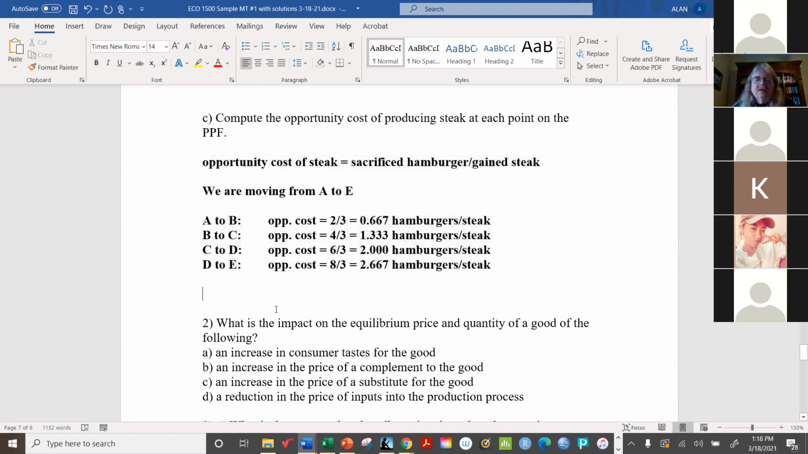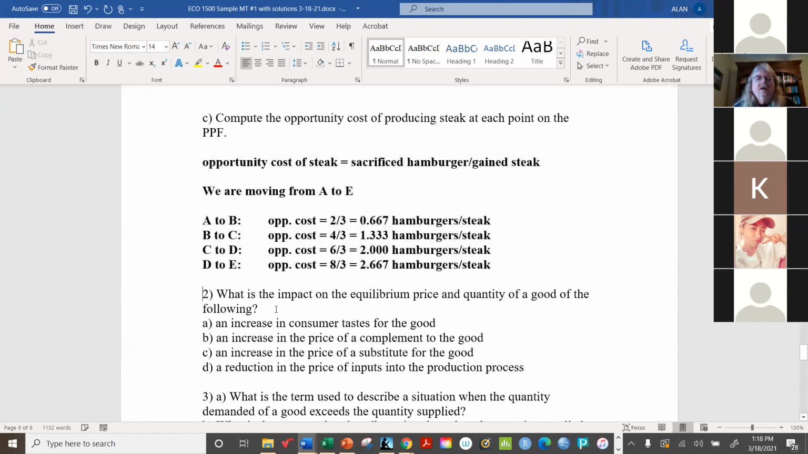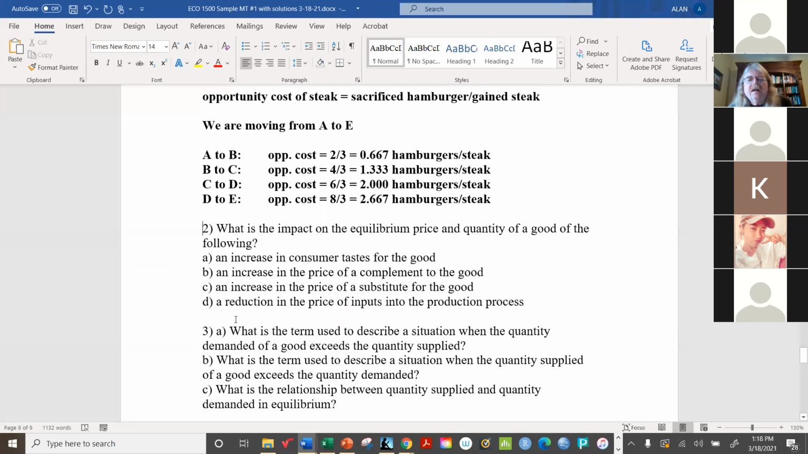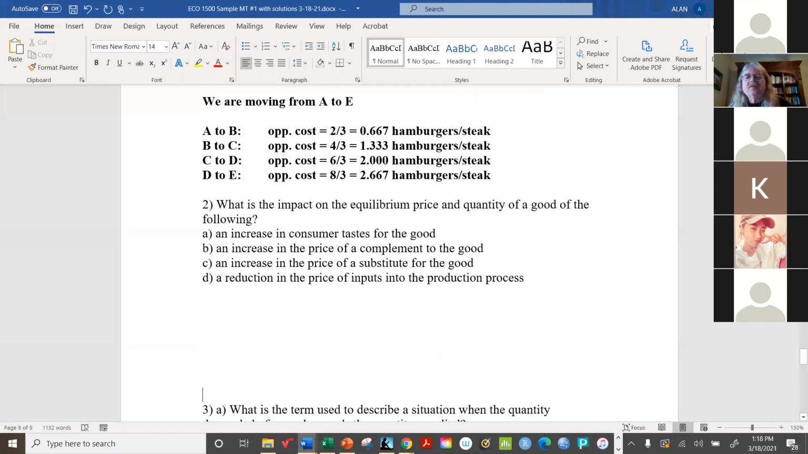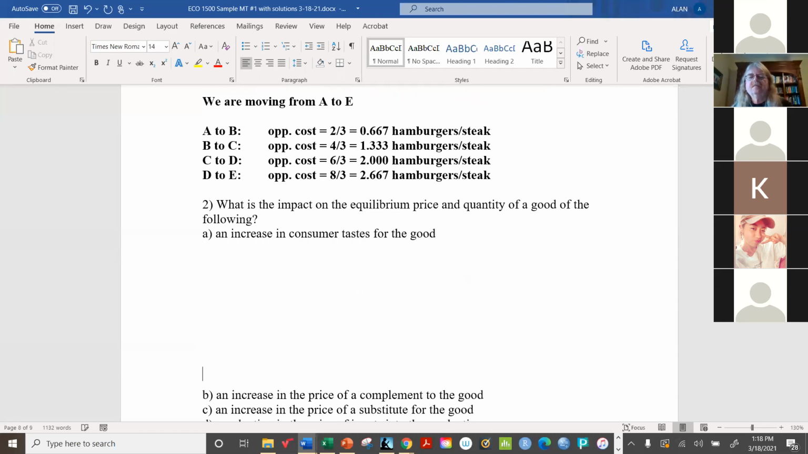Well, now let's see what these other ones are all about. What is the impact on the equilibrium price and quantity of a good for each of the following? All right, so if you notice, they're giving us factors. They're not giving us changes in the supply or the demand. We have to figure that out for ourselves. And then, although it's optional, we can still draw graphs to help us figure this out. So what about the taste? Now, we saw that earlier. This one is really straightforward.